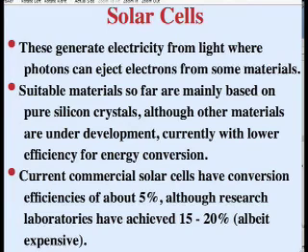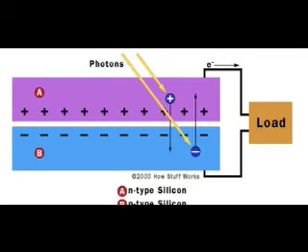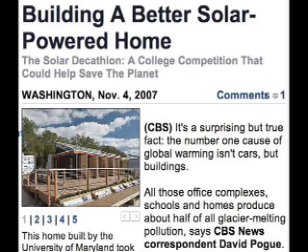Here we see a diagram of such a device in which the particles of light, photons, hit a pure silicon crystal and eject electrons, leading to an electrical current. Recently, there has been a solar decathlon, a college competition in Washington, where various university groups try to design solar houses to carry out this process effectively and also lead to attractive structures.